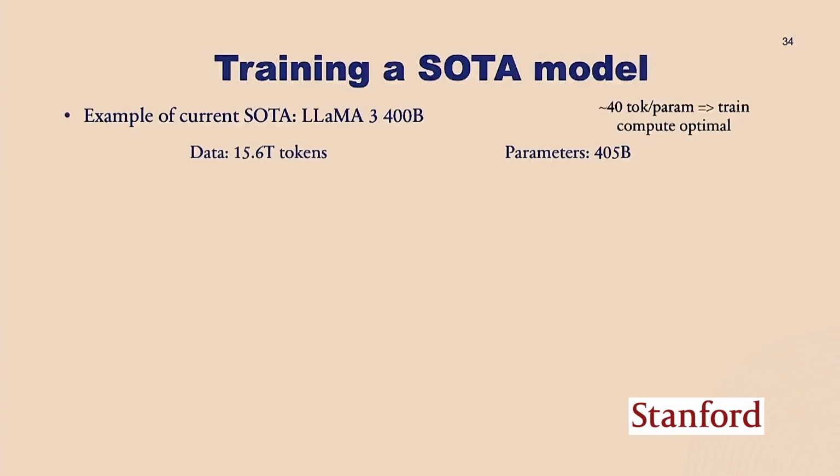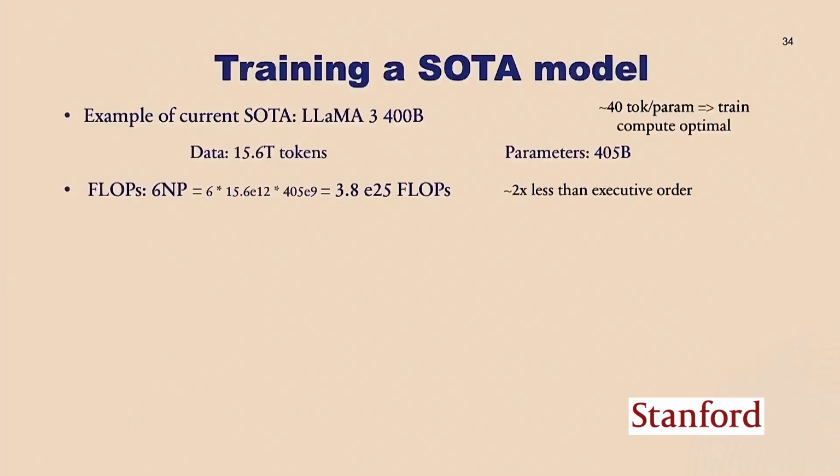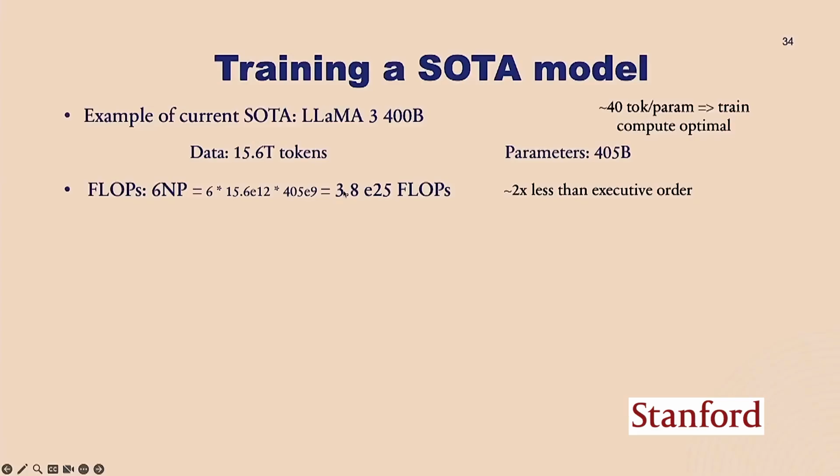So just so you know what this optimal tokens per parameter is, that's around 40. That's a little bit more than Chinchilla, but less than this inference optimal model. So they went for training optimality. Flops for this model: one simple way to compute flops is 6 times the number of parameters times the number of data that you train on. If you do the simple calculation here, it's 3.8E25 flops.